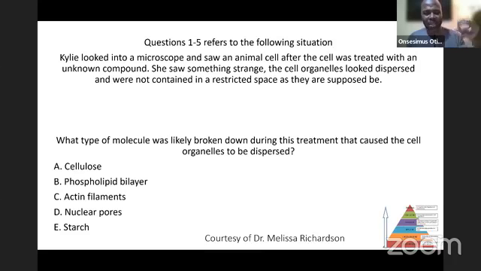All right, so now having understood that, if a student doesn't remember the characteristics of the cell membrane, then they don't know that. So they come to the question and say, what type of molecule was likely broken down during the treatment that caused the cell organelles to be dispersed? So they have to basically remember that it is the phospholipid bilayer that was dissolved. So this is a multiple choice question, yes, but it is a different kind of multiple choice question. It is not testing at the lower level. It's actually at the application level.